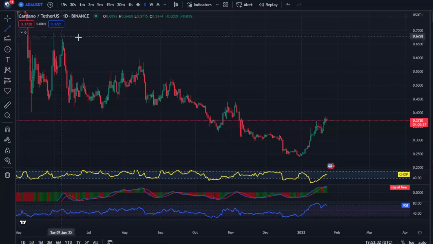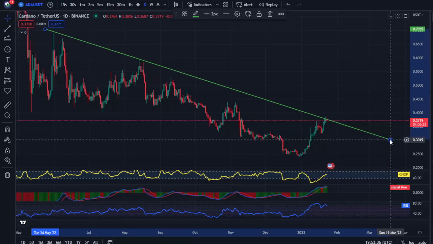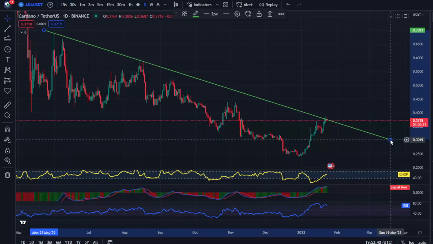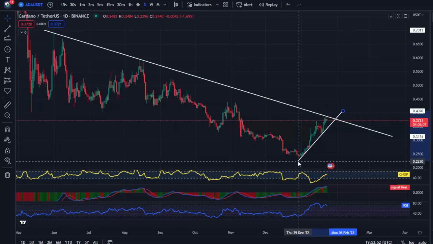As the last one in today's chart, we will check the ADA chart against USDT on a one-day timeframe. Let's start by marking the downtrend line that the price is currently trying to break, while locally we can mark the uptrend.